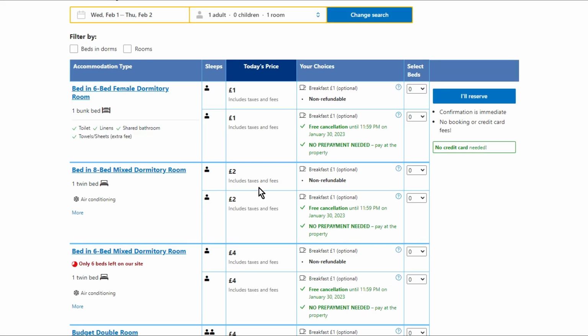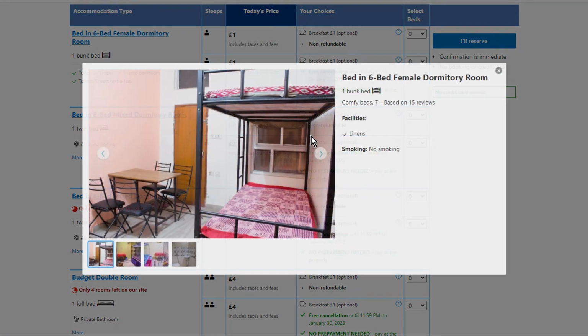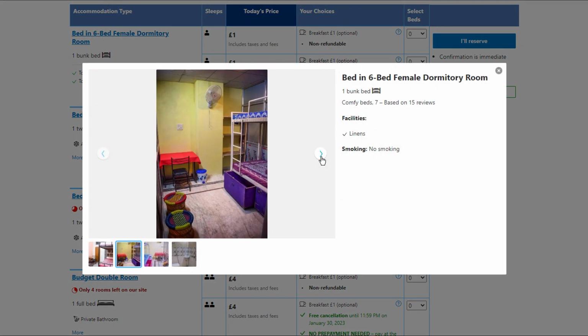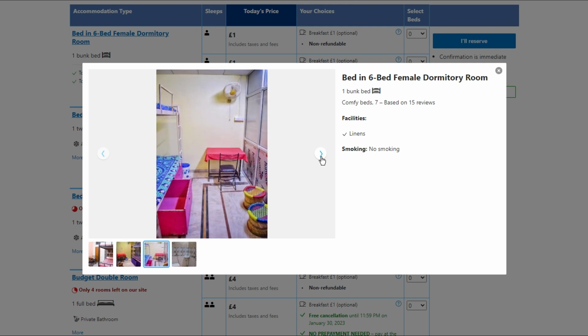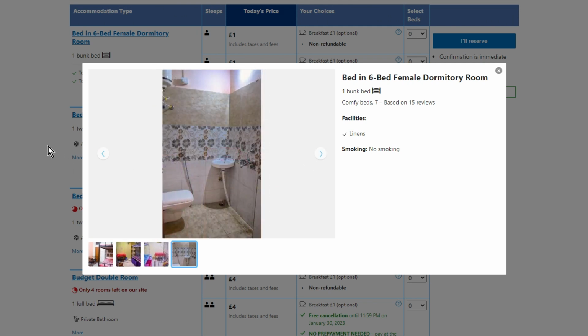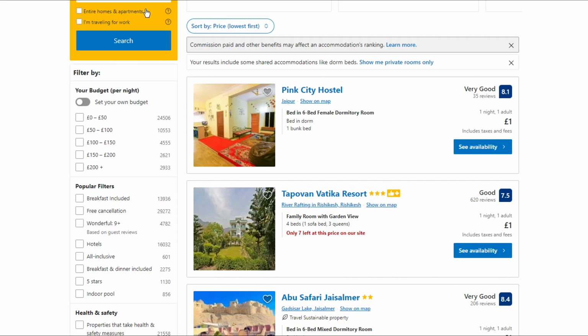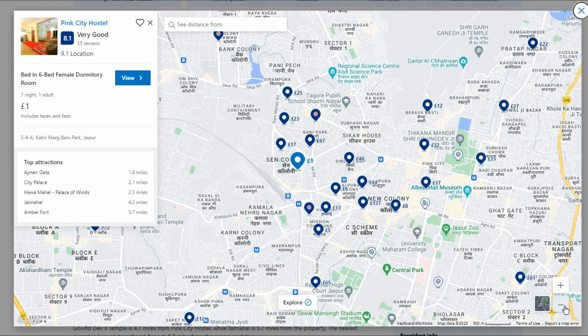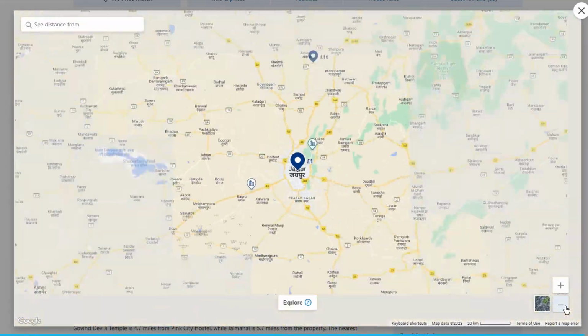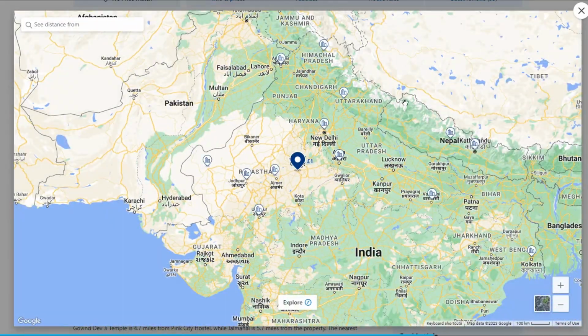£1. That's your absolute cheapest. It's a very basic dorm, very open, the sort of place I don't like staying, with no privacy. But that's your cheapest, £1 in India. Let's just check where it is. Oh, it is in a city. Okay, that's in a city. Not in the countryside. Interesting.